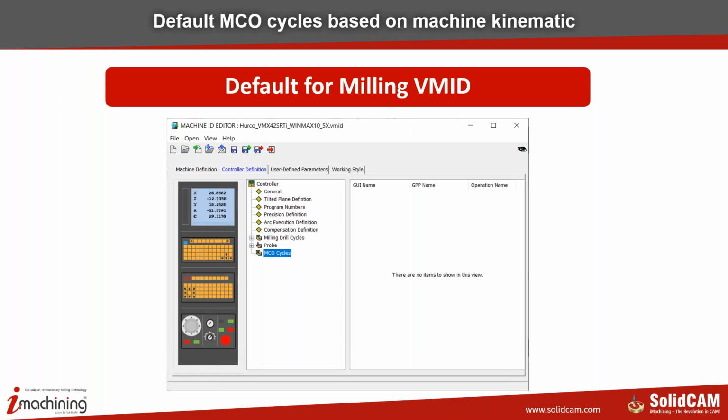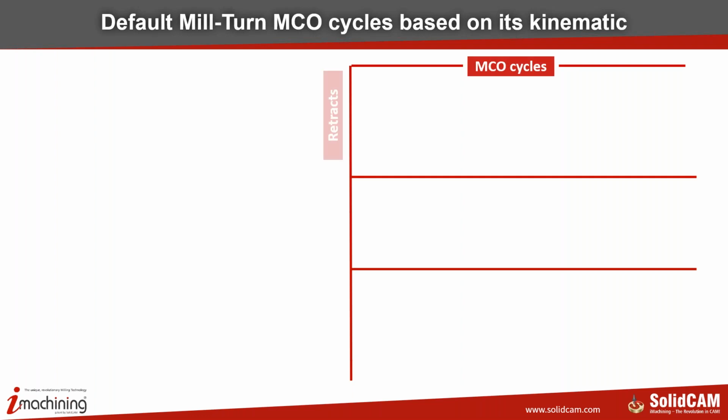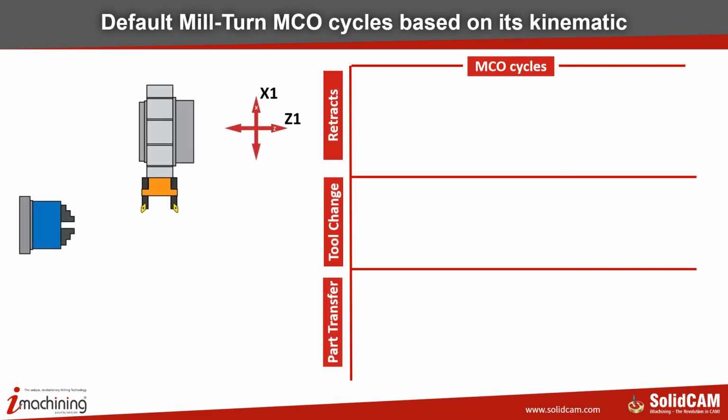And now something about convention regarding the VMID, not how to make a machine definition, but very important, how to define the MCOs. Every time you're making a milling post-processor, by default it's completely fine for the MCO cycles to be completely empty for milling. But for a mill turn, it's a little bit different story. I tried to split the MCOs into three types: the MCOs for the retracts, for the tool change, and the part transfer.